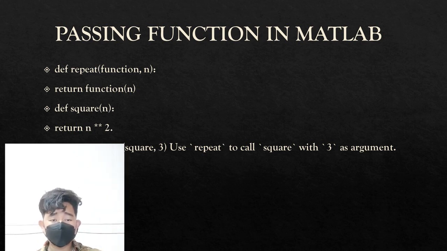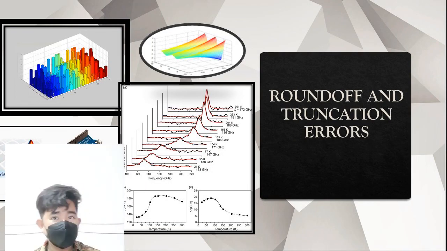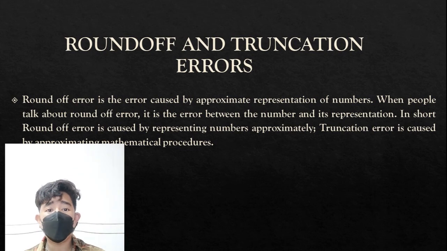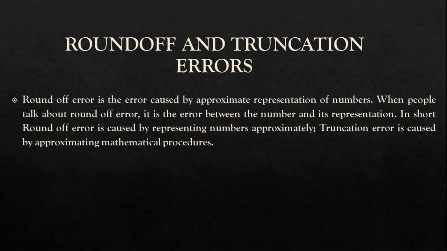Now let's proceed with round-off and truncation errors. First, round-off and truncation errors. Round-off error is an error caused by the approximate representation of numbers. When people talk about round-off errors, it's the error between the number and its representation. In short, round-off error is caused by representing numbers approximately. Truncation error is caused by approximate mathematical procedures. So these are the decimals in your answers.